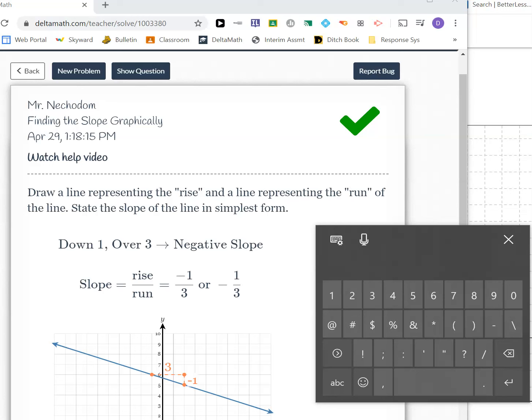And if you're in my class, you might want to pause right here and go and do the first part of the Delta Math assignment where you're asked to find the slope on a graph, and then come back to this and watch the rest of it about how to find the slope if you don't have a graph, if you just have two points.